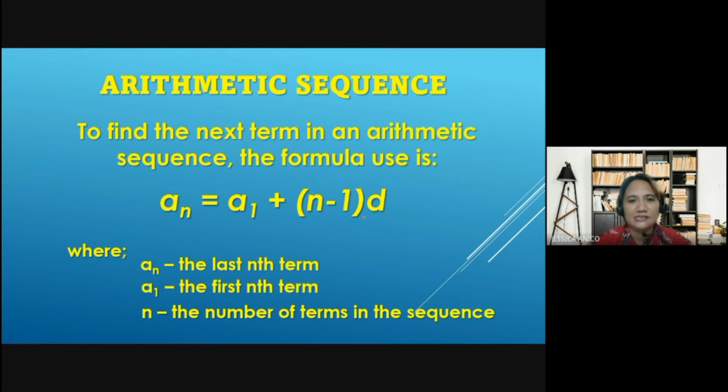Okay. In this formula, the a sub n is the last term, the a sub 1 is the first term, and the n is the number of terms given in the sequence. So, ilan ba yung terms na nasa sequence? That will be your n.